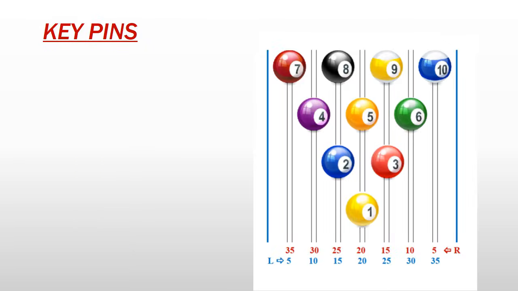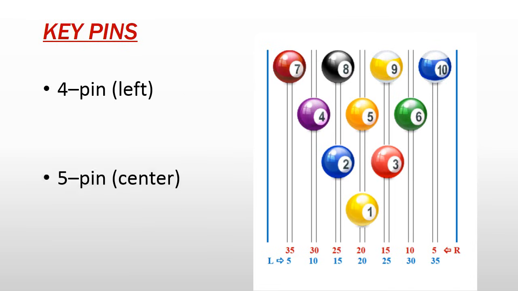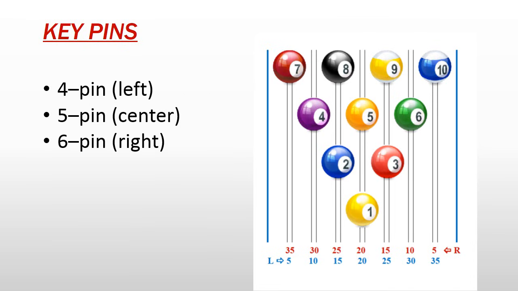Billiard balls have similar deflection as bowling pins. The key pins are the 4-pin, the 5-pin, and the 6-pin. If you hit those pins directly, the ball or key pin should take out its surrounding pins.